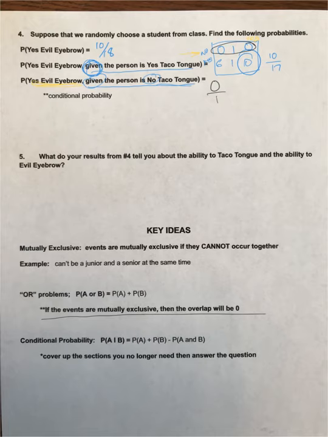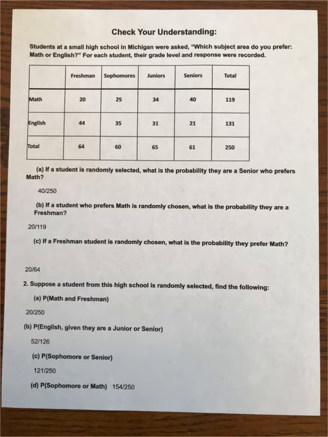Okay? Conditional probability, written like this, means the probability of A plus the probability of B minus the probability of A and B. Cover up the sections you no longer need, then answer the question. Okay, so let's go to the next page and try to put this together.